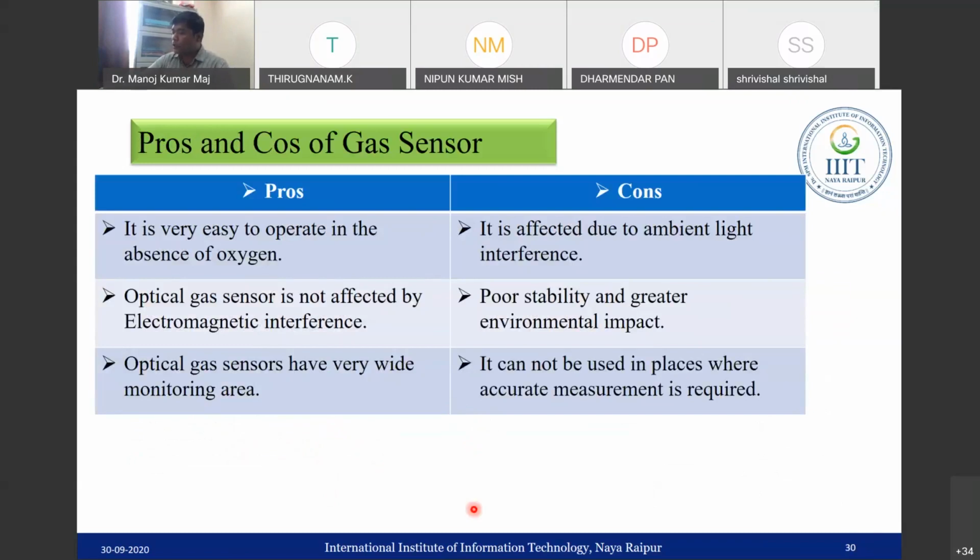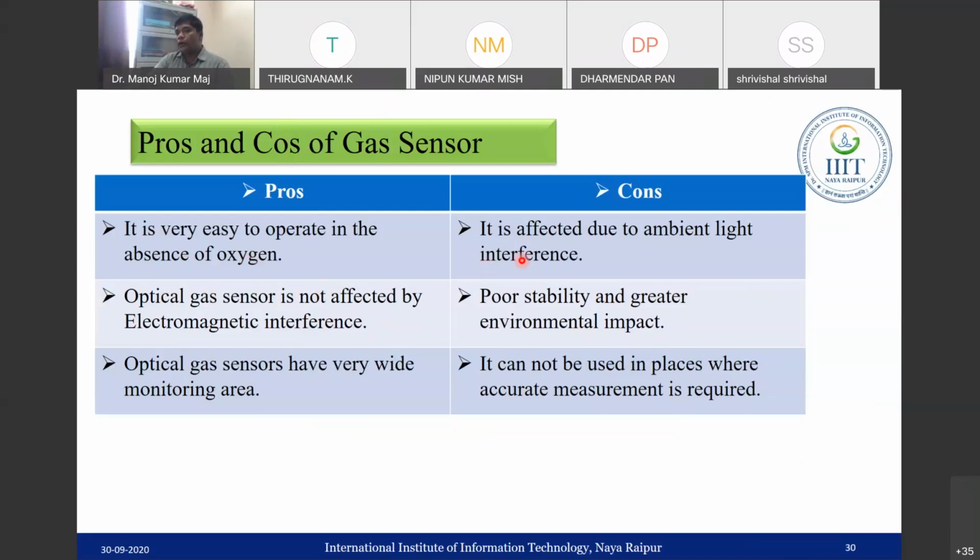So these are some of the basic pros and cons for the carbon dioxide based gas sensor. In the pros, actually, sorry, this is the cons. There's a typo. So we can see the different pros here. In this case, it is very easy to operate in the absence of oxygen because it can detect the carbon dioxide level in the air.